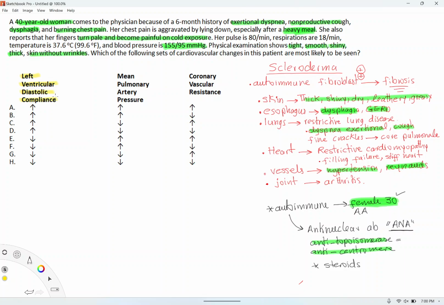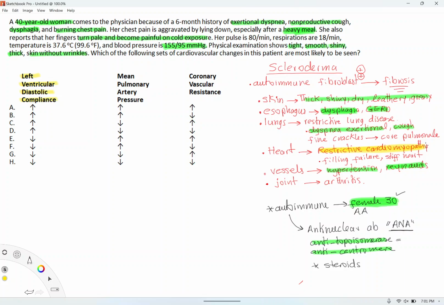We already discussed that scleroderma causes restrictive heart disease, restrictive cardiomyopathy. Therefore, the left ventricle becomes stiff, and it fails to accommodate more blood. So it doesn't stretch. Its stretchability is decreased. Therefore, its compliance is decreased. So left ventricular diastolic compliance should be decreased.